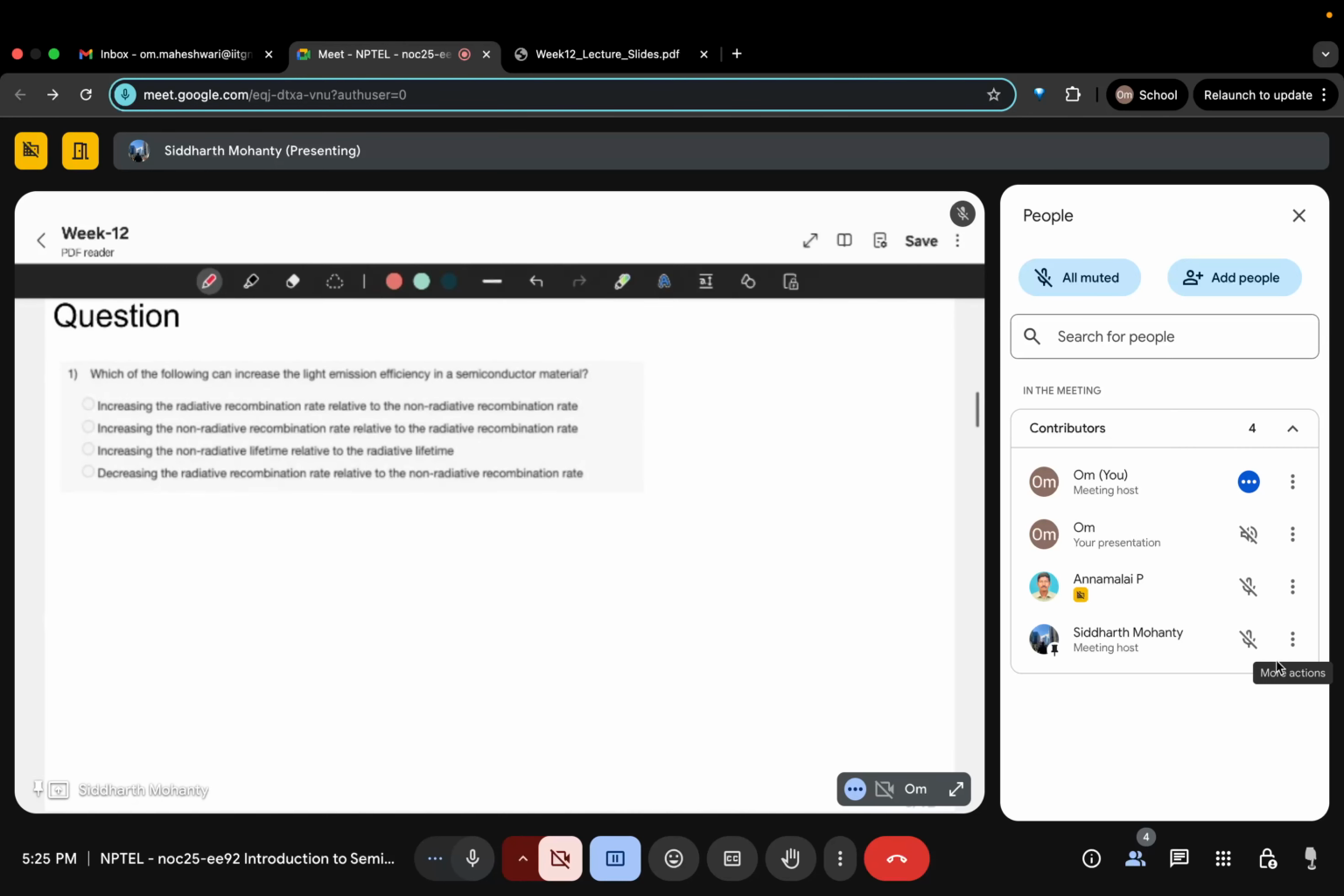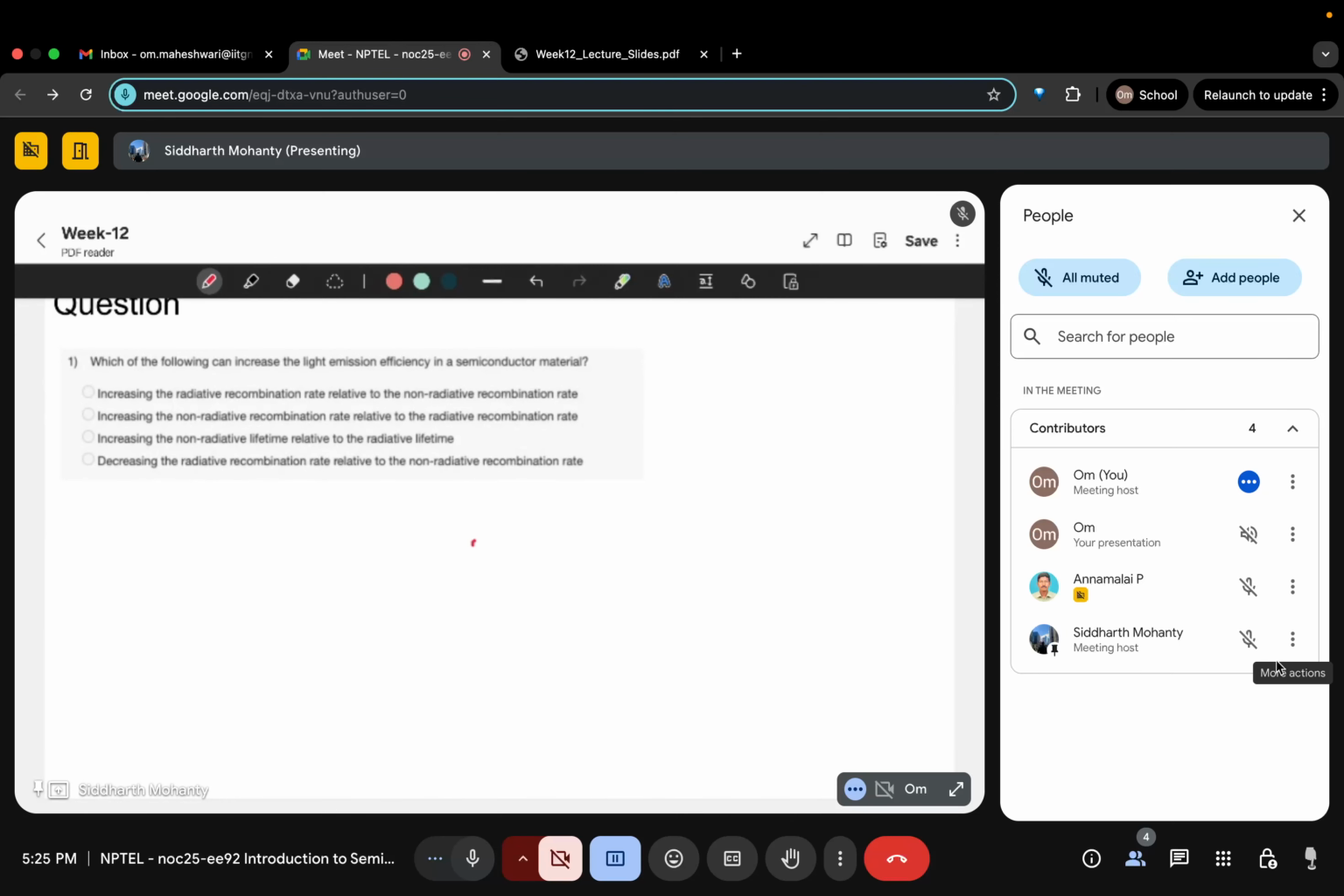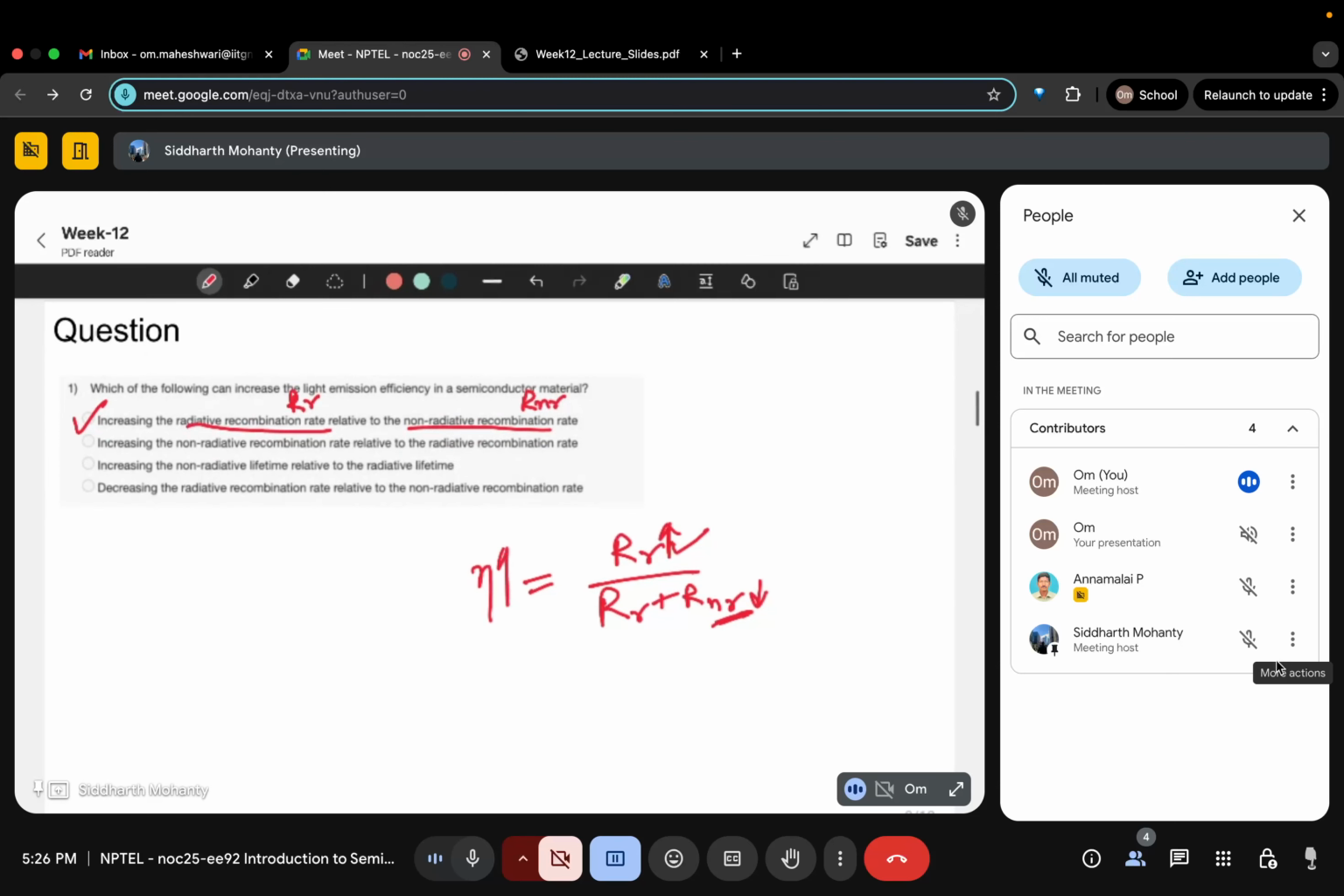So we know the efficiency we have just seen is R_R by R, and this R is R_R plus R_NR. So we need to increase this compared to this. So the correct option is option 1, increasing the radiative recombination rate related to the non-radiative recombination rate. So R_R should increase, R_NR should decrease. Then the efficiency would increase.